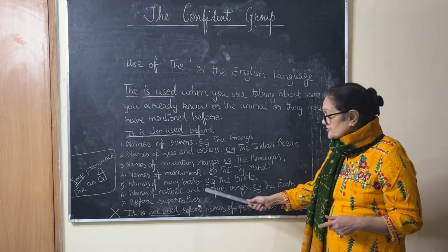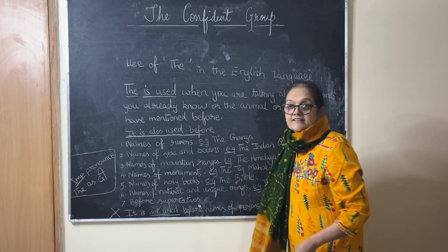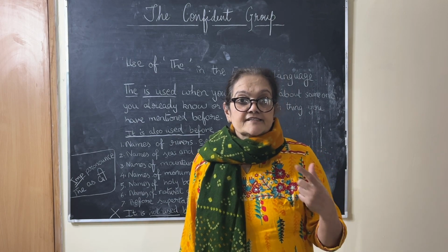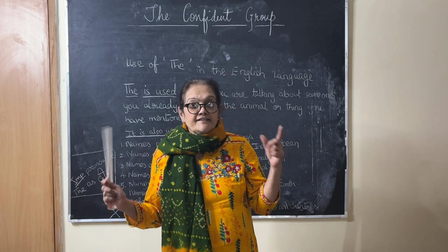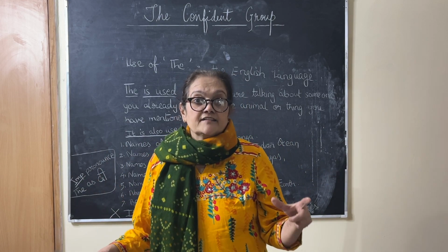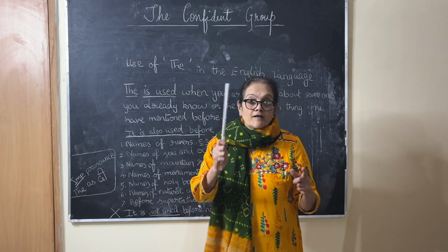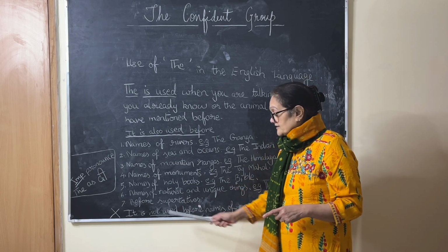Names of natural and unique things. Natural and unique things are things like the earth, the moon, the sun. They are unique, one of its kind. So very different. There is no other sun, there is no other earth. Mother Earth is alone, one. So these unique things are also starting with "the".